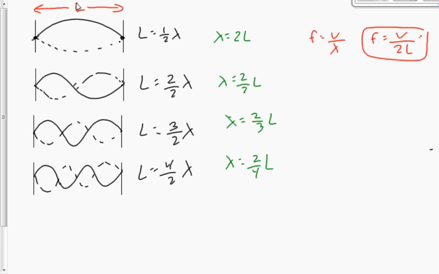What's the other way to change the pitch of a string? Put your finger on a fret. What are you doing when you're putting your finger on a fret? You're shortening the string. If L gets smaller here, then F gets bigger. When you put your finger on a fret, you shorten the string, you increase the frequency of the first standing wave that's produced in that string.